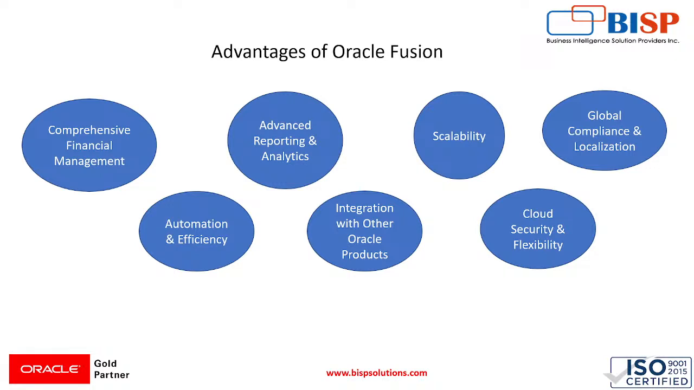Now the fourth advantage of Oracle Fusion is integration with other Oracle products. Yes, of course, you can see that Oracle Fusion has many products, such as HCM, SCM, and many more available. So it will integrate with the others and provide a unified platform. And then comes scalability. Fusion is designed to scale with the growth of an organization and can handle a large volume of transactions and users, making it suitable for bigger enterprises, that is, larger enterprises.